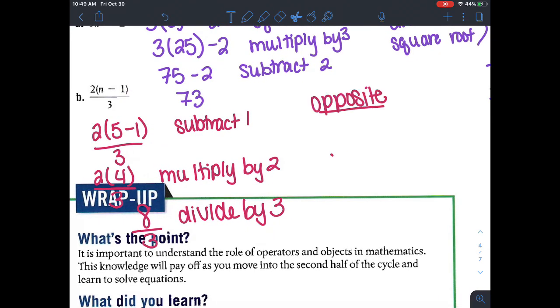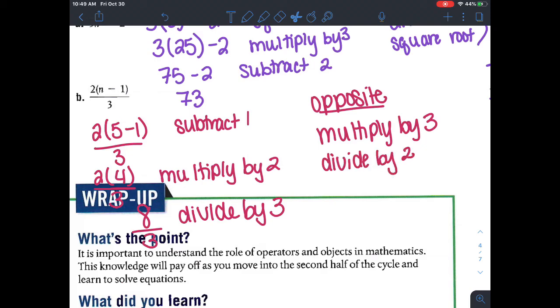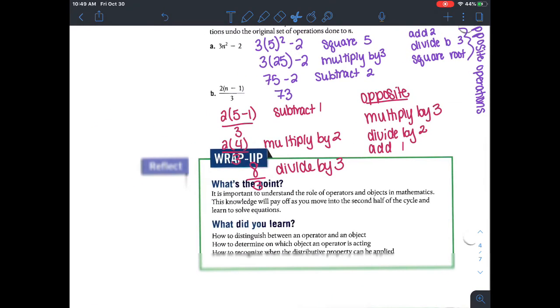So the opposite or the inverse, we start with the last. We do the opposite and go to the first. So I'm going to multiply by 3. Then I'm going to divide by 2. And then I'm going to add 1.